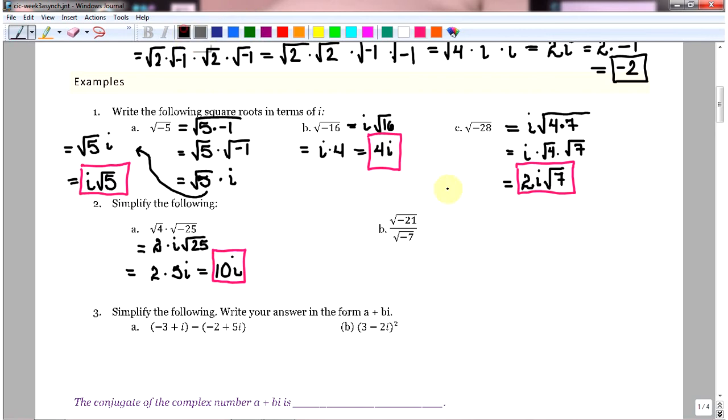Okay, going on to part B. Okay, I cannot divide those two numbers under the radical since they're negatives. So our first step is to bring an i outside. So we have i square root of 21 divided by i square root of 7. Okay, well, i divided by i is equal to 1, so those are going to cancel out. And since I now have positive radicands, we can rewrite this as the square root of 21 divided by 7, which will equal the square root of 3. And that would be our simplified answer.